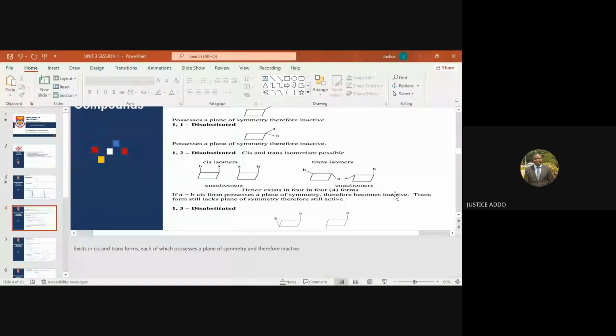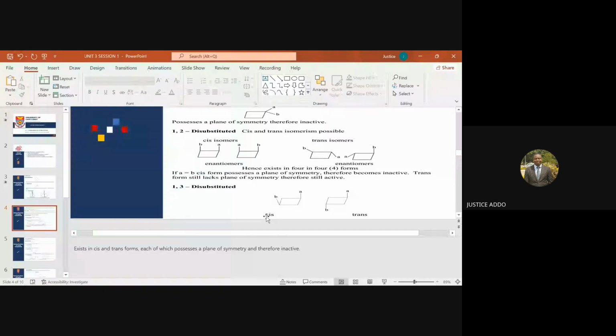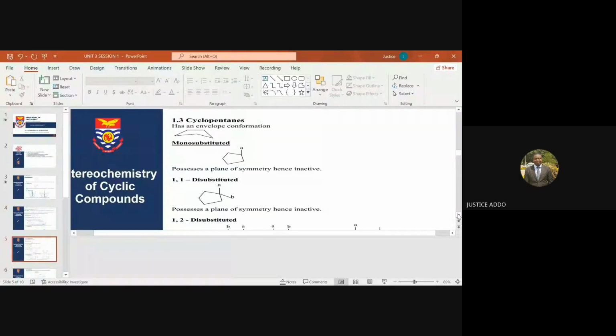And if it's optically inactive, then it will exist in one form. But then the trans form still lacks a plane of symmetry, and that trans form will therefore exist in two forms. And so we move to 1,3 substitution over there to have cis and trans. We move to 1,4 substitutions. So I will share this information with you, so that you have a fair idea, whichever substitution you are given, of how you should go about describing the stereochemistry of these cyclic compounds.